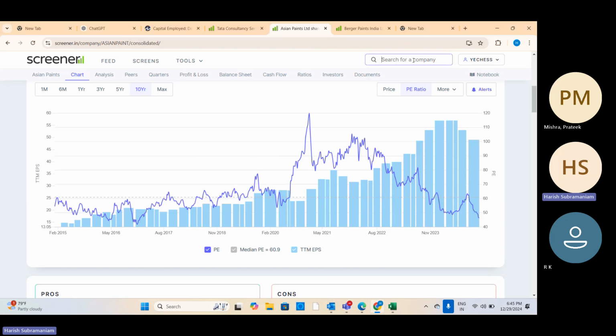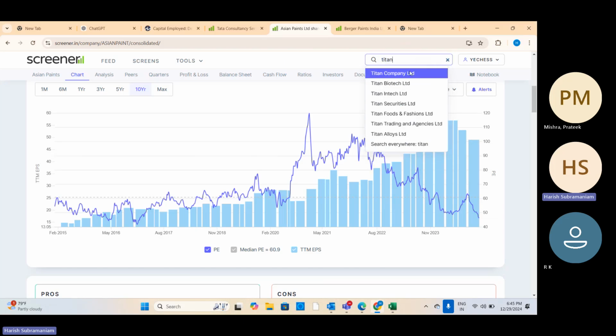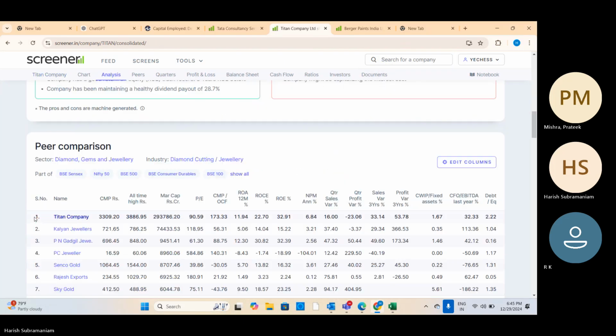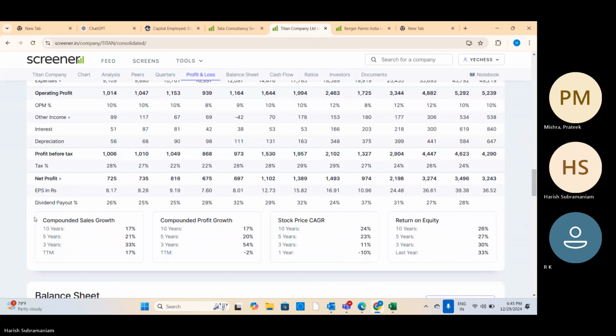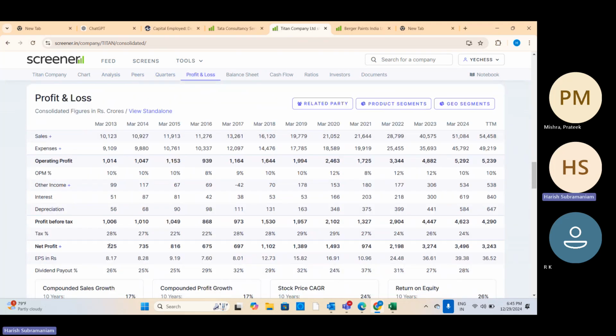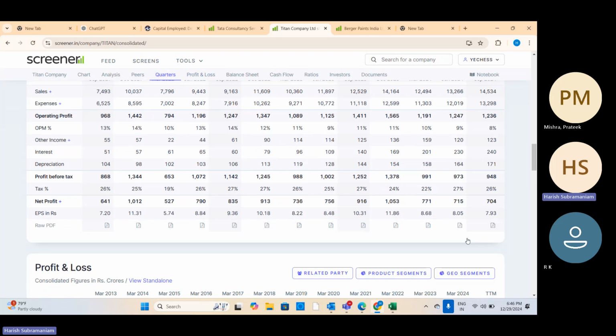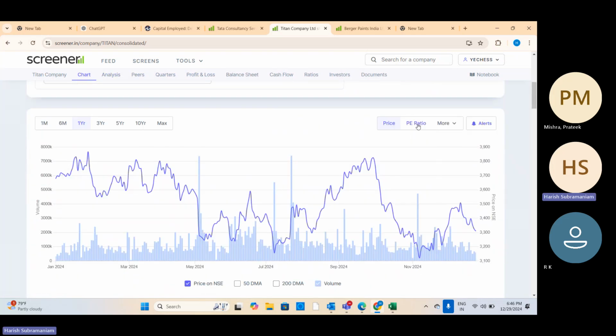So now let's take another company. Okay, Titan. So now for the last 10 years, the company has gone from 700 crore up to some 3,200 crore. So the profitability of this company has gone up significantly over the last 10 years. Now let's look at the PE ratio.